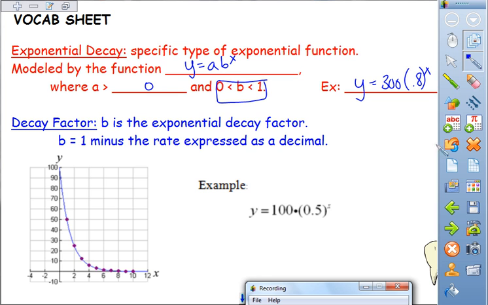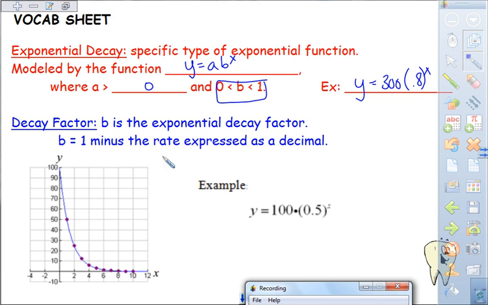Exponential decay is a specific type of exponential function modeled by y equals a times b to the x, where a has to be greater than 0, and the only difference is now that our b has to be between 0 and 1. So something like 80% or a half or something like that. So we're going to get smaller. So our exponential decay factor is going to make our amount decrease.